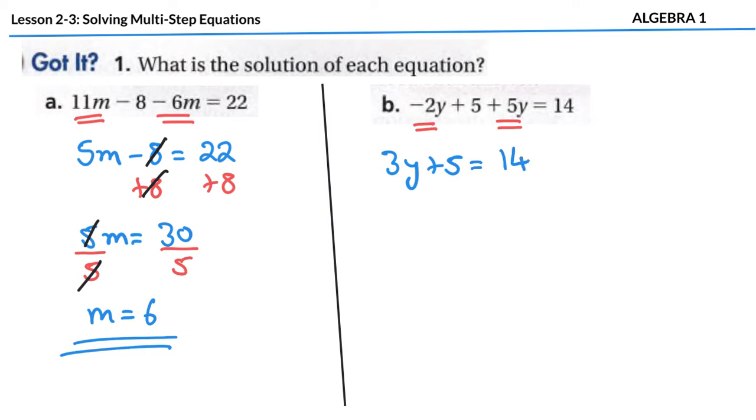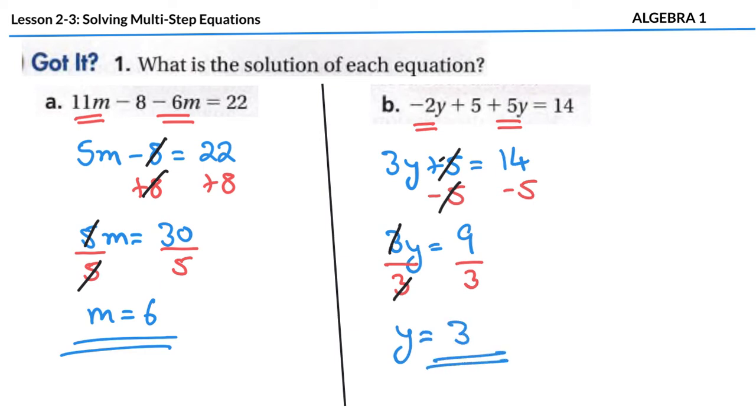Now, how will I remove the plus 5? Minus 5 on both sides. So, what are we left with? 3y is equal to 14 minus 5 is 9. How will I remove the 3? We divide by 3 on both sides. And what are we left with? y is equal to 9 divided by 3 is 3. So, this is the solution of the equation. Great going. Let's try a word problem.